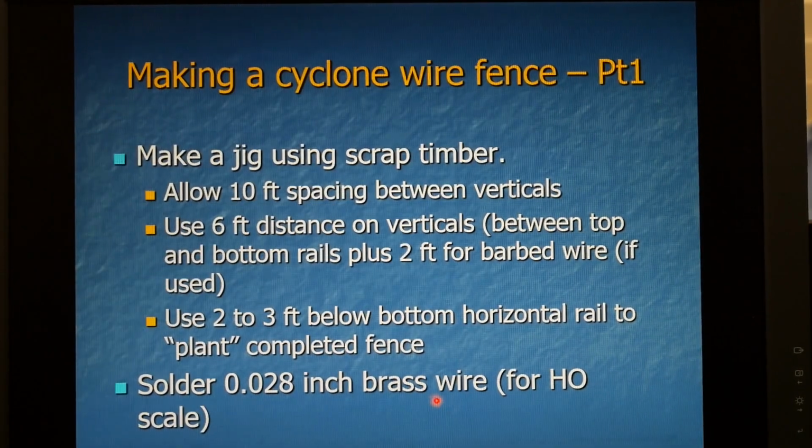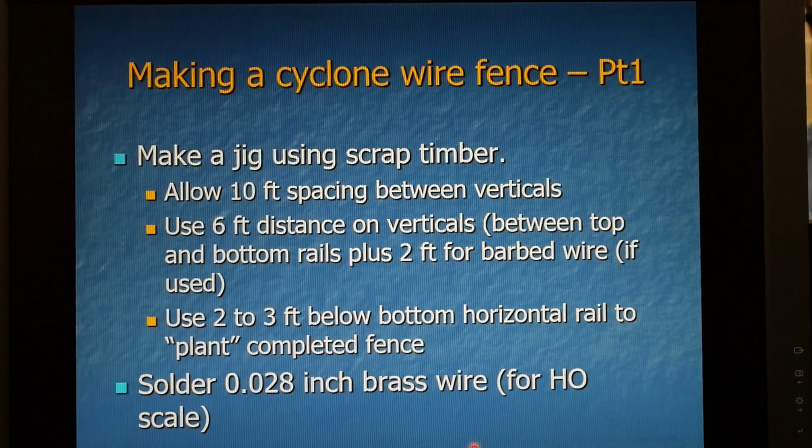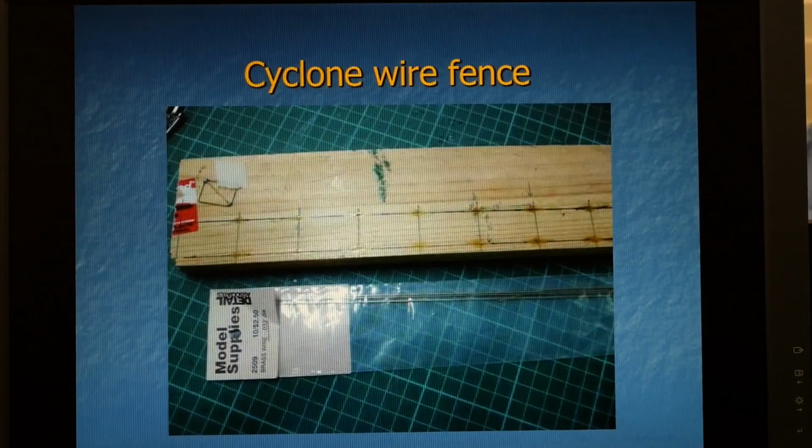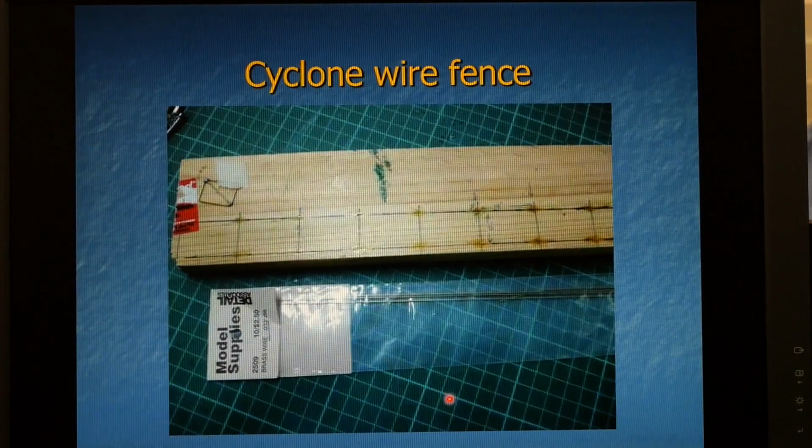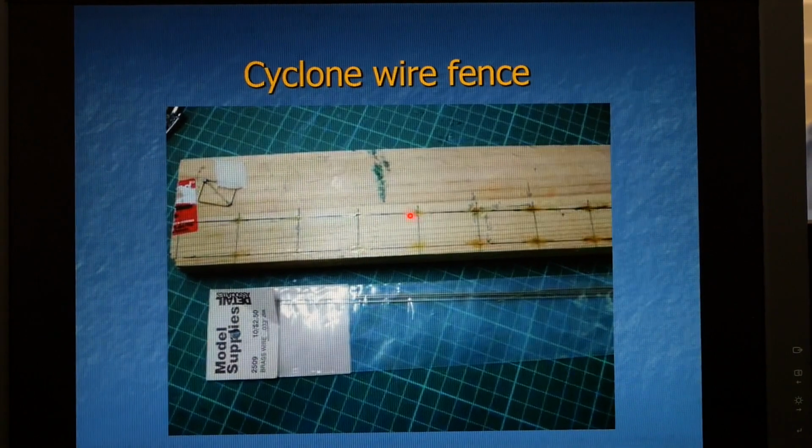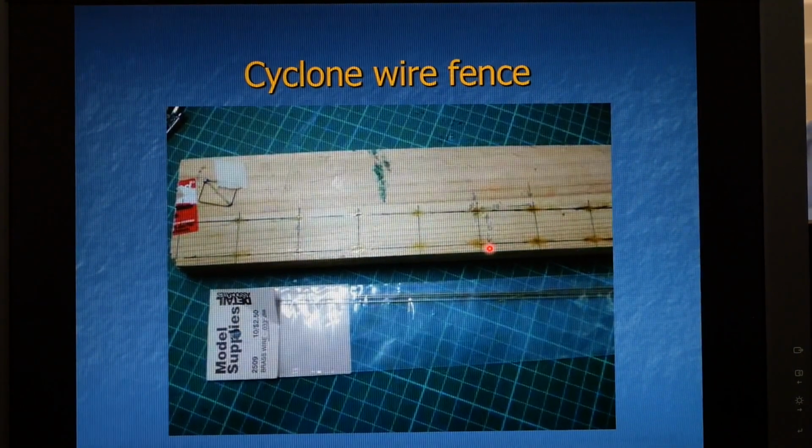And I make the rails on the fence with 28 thou brass wire. This is for HO scale. And I solder the brass wire pieces together. This image shows my timber jig where I've marked out the fencing and the brass wire supplies.